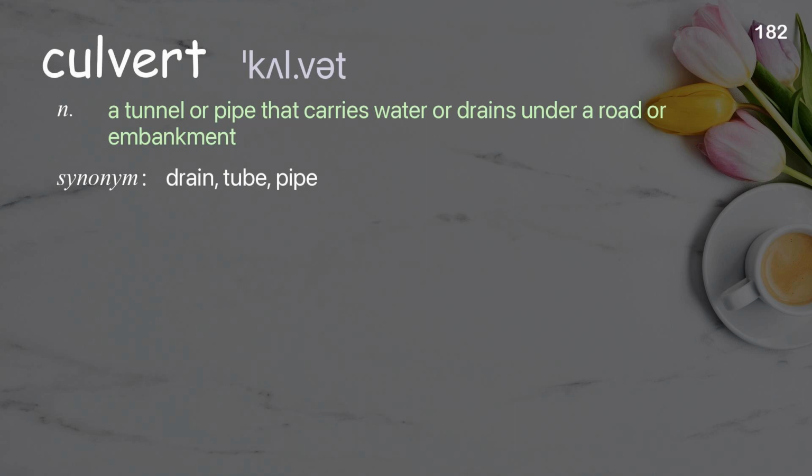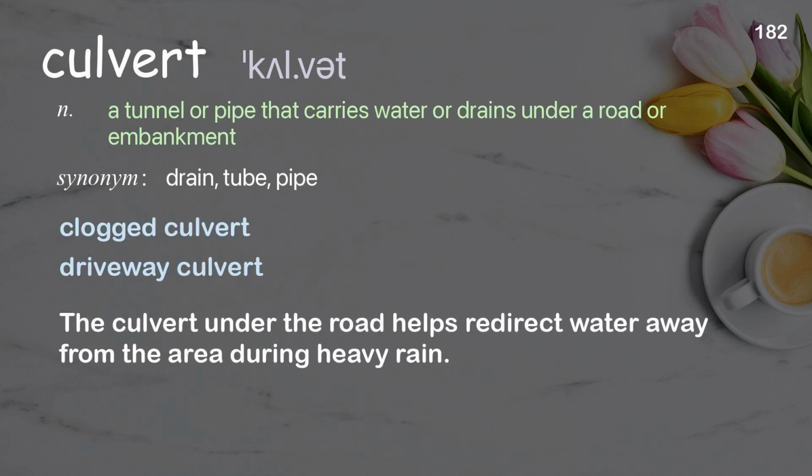Culvert: A tunnel or pipe that carries water or drains under a road or embankment. Examples: Clogged culvert. Driveway culvert. The culvert under the road helps redirect water away from the area during heavy rain.